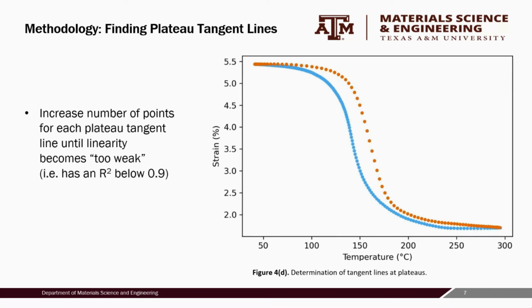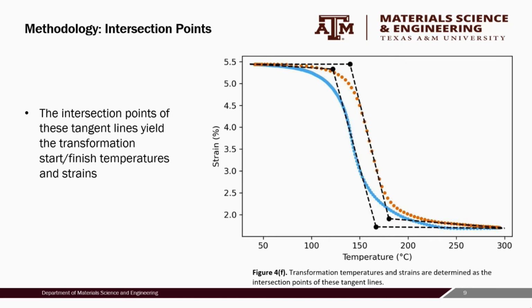To find the tangent line for the plateau regions of a cycle, we use a different method. Starting from a small number of points, data at the start and end of each subcycle has a line fitted through it. Then, additional points are added, and a new line is fitted through the data. This occurs until the r-squared value of the fitted line dips below an arbitrary threshold, here chosen to be 0.9. Finally, we find the intersections of these tangent lines, which yield all four transformation start and finish points, as shown in Figure 4f.